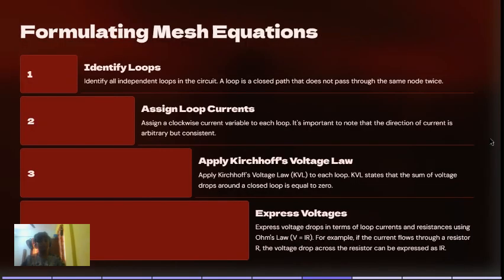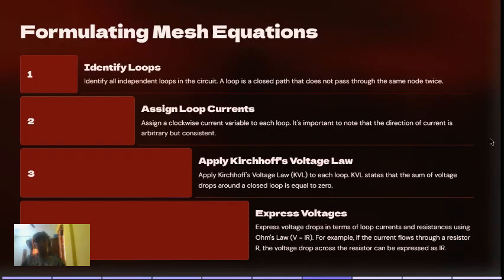Creating mesh equations. Identify loops. Identify all independent loops in the circuit. A loop is a closed path that does not pass through the same node twice. Assign loop currents. Assign a clockwise current variable to each loop. It's important to note that the direction of current is arbitrary, but it must be consistent.